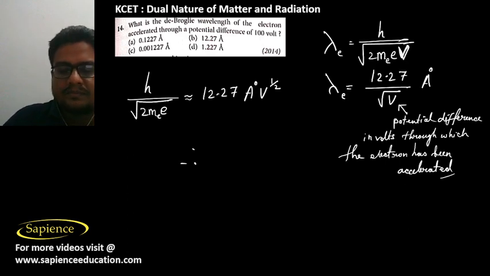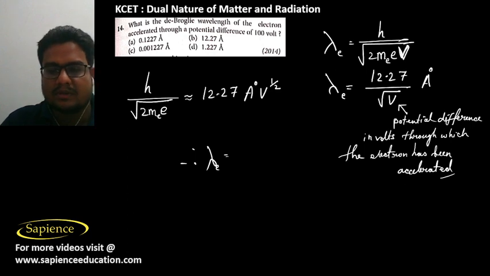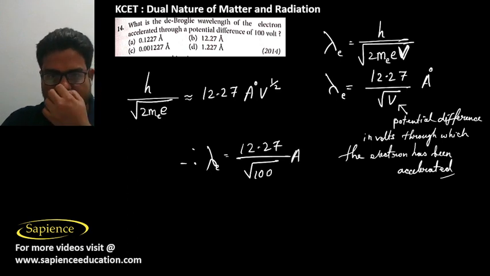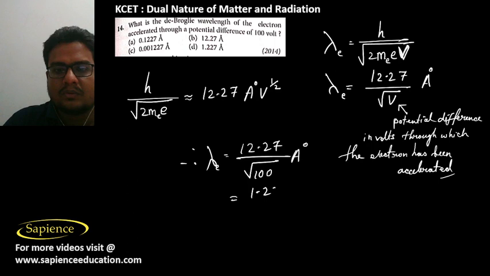So therefore the de Broglie wavelength of the electron will be equal to 12.27 divided by root over 100 angstrom. So that will be equal to 1.227 angstrom. Option D is the correct answer.